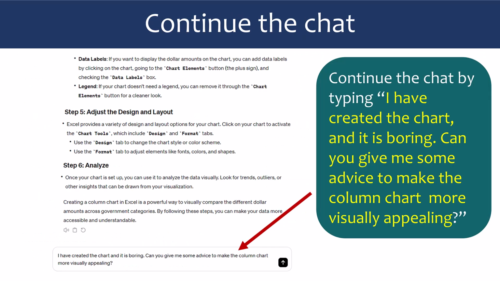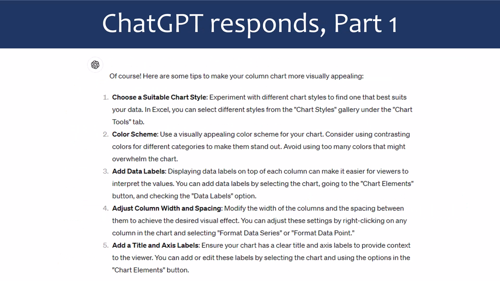Let's say we followed the ChatGPT steps and created the chart, and it's not very exciting. We can ask ChatGPT for tips to make the chart more visually appealing. Continue the chat by typing, "I've created the chart, but it is boring. Can you give me some advice to make the column chart more visually appealing?" ChatGPT responded to the chat with some great ideas to make the chart more visually appealing.